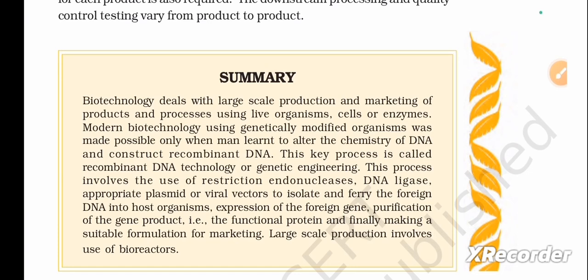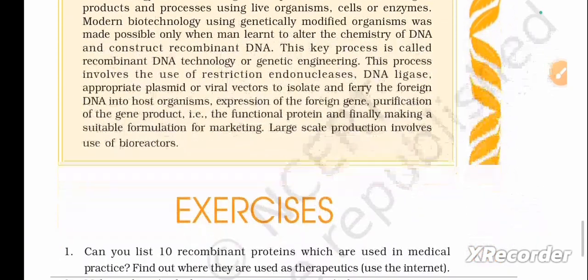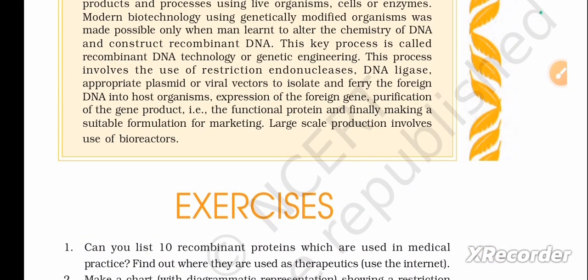This process involves the use of restriction endonucleases, DNA ligase, and an appropriate plasmid or viral vector to isolate and ferry the foreign DNA into host organisms, expression of the foreign gene, purification of the gene product, that is, the functional protein, and finally making a suitable formulation for marketing. Large scale production involves the use of bioreactors.